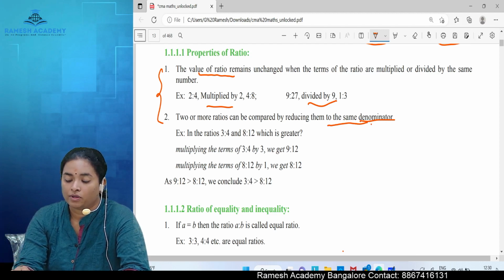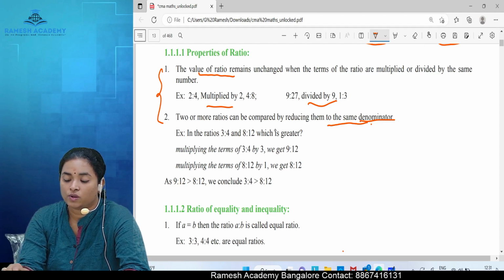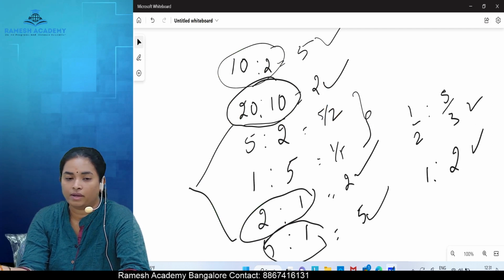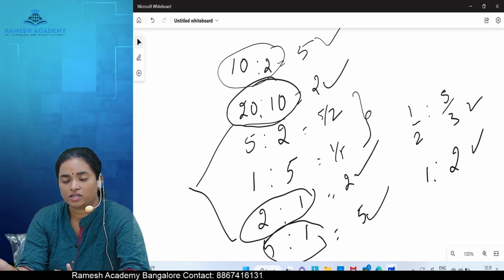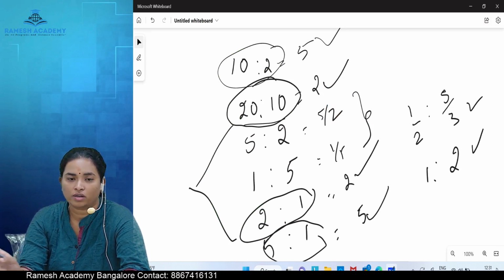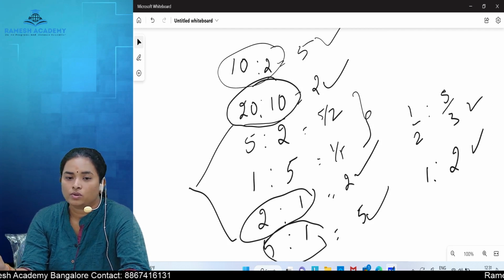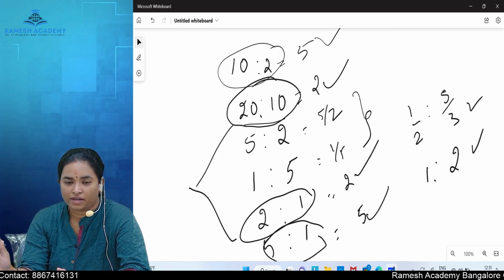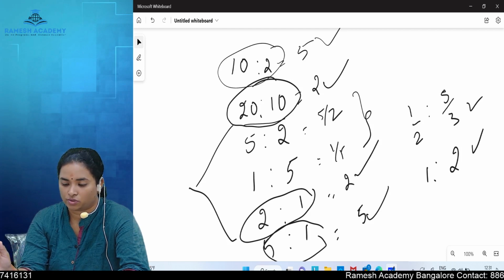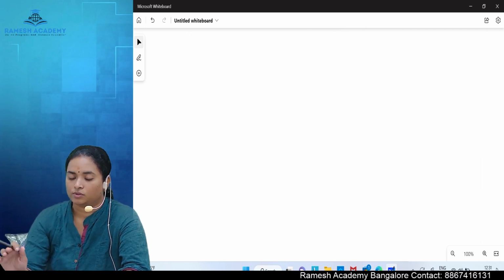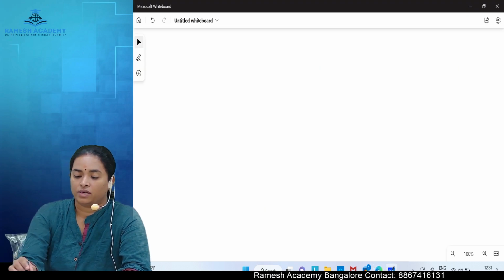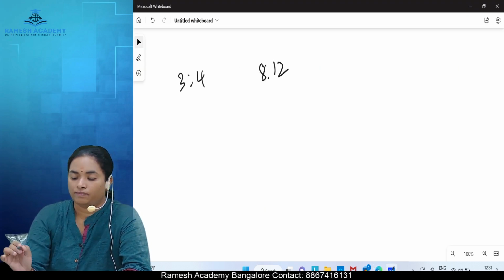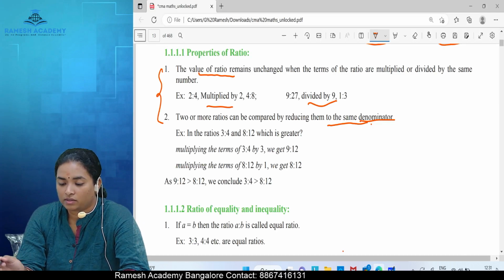Okay, now in the ratios 3:4 and 8:12, which is greater, they are asking. Same as before, I want to compare these two. Comparison means either it is equal, lesser, greater, not equal, whatever. So in that case I want to know what is the comparison between the two ratios. Okay, now let's come to the comparison. Here we have 3:4 and 8:12.